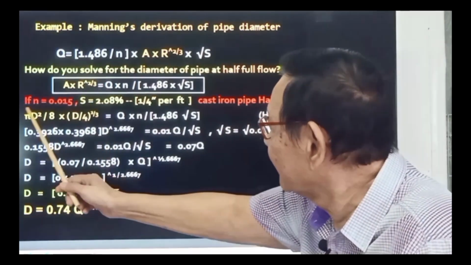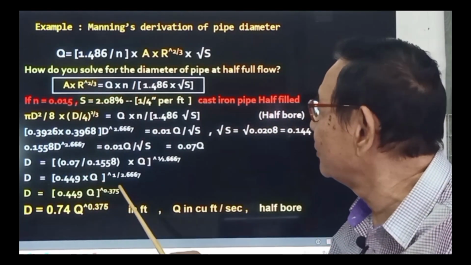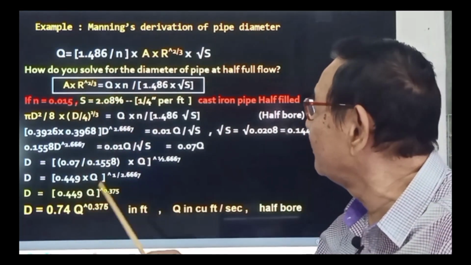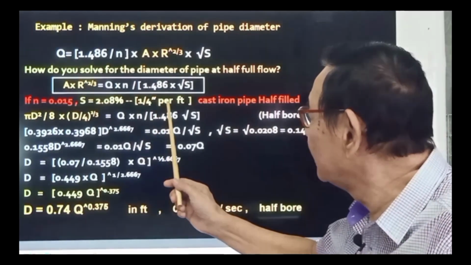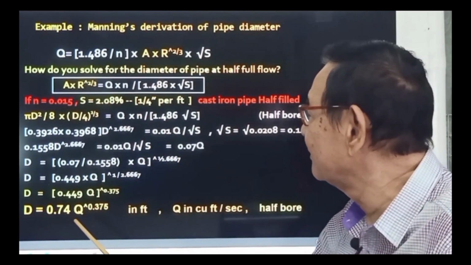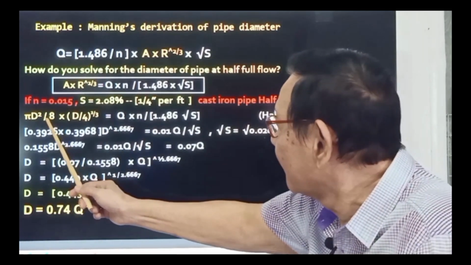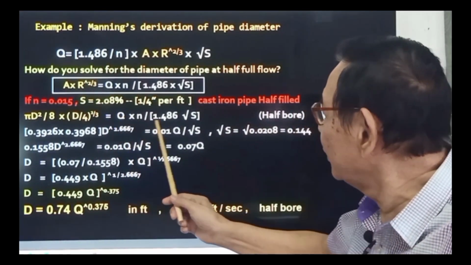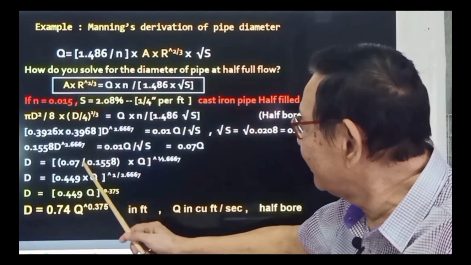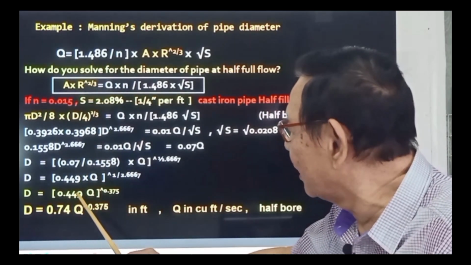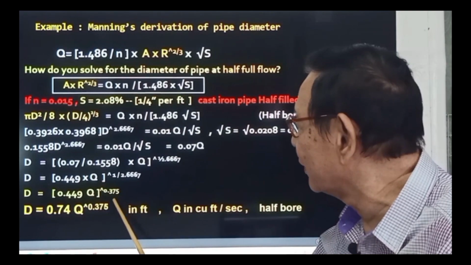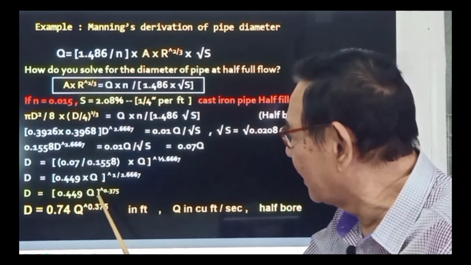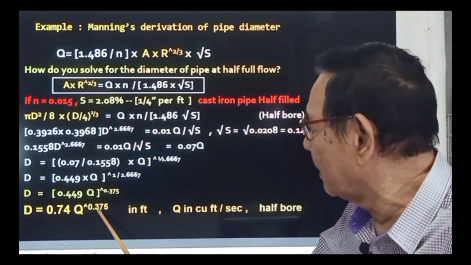So the same coefficient, this Manning coefficient. The normal slope that we will have is 1/4 inch fall per foot, which equals 2.08%. That is the normal. So if we solve this one equal to this equation, it yields 0.449, raised to the power 0.375, which equals 0.74 Q to the power 0.375.